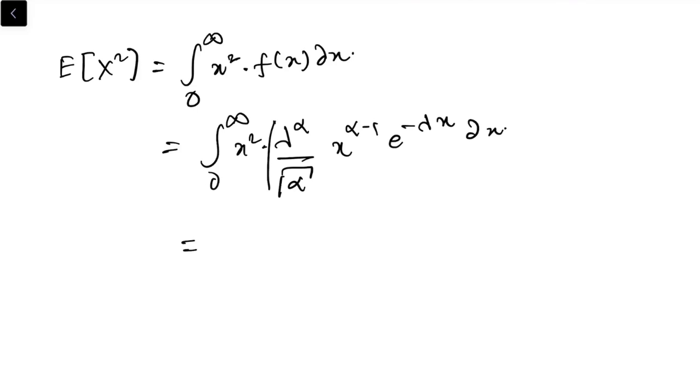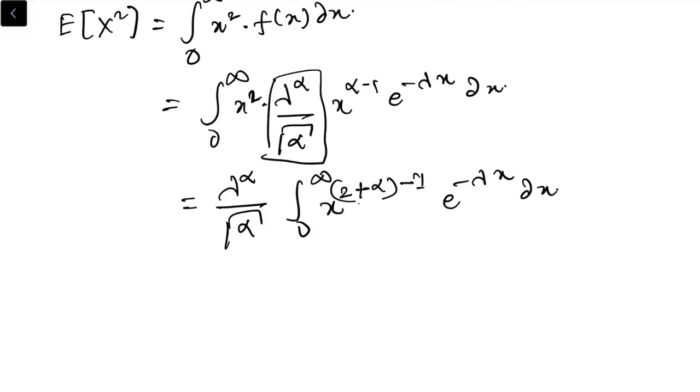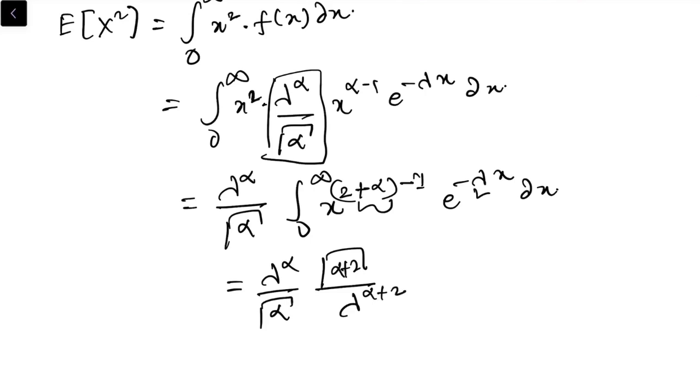Now again we can bring this term outside of the integration. Lambda to the power alpha over gamma alpha, 0 to infinity x to the power, now this time we have 2 plus alpha minus 1, e to the power minus lambda x dx. Now in place of alpha we have 2 plus alpha, and in place of lambda we have just lambda. So using the gamma integration we can say gamma alpha plus 2 divided by lambda to the power alpha plus 2.